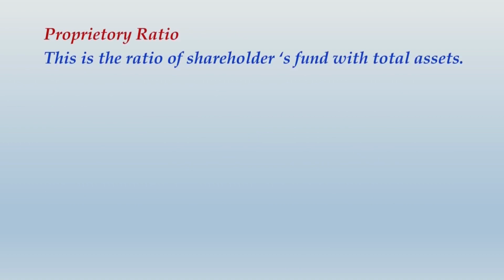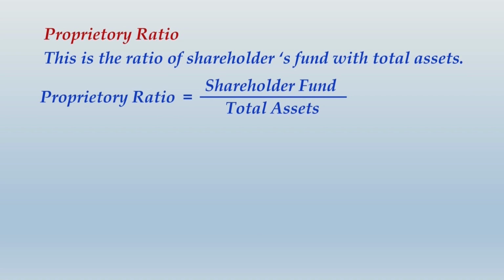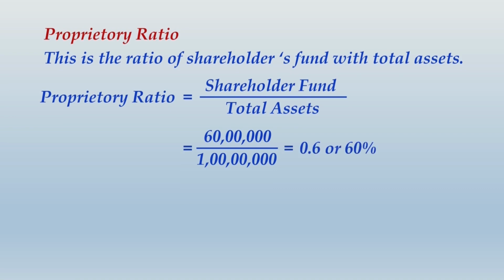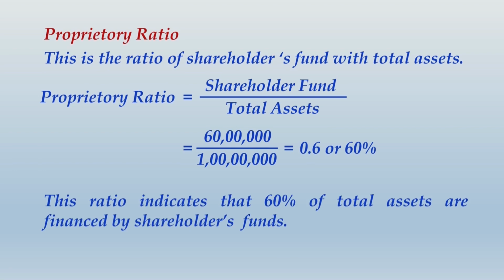Let us move ahead and write up further proprietary ratio. This is the ratio of shareholders funds with total assets. So proprietary ratio, it is shareholders funds divided by total assets, and now it is 60 lakhs divided by 1 crore, so that will be 60%. The way we have seen the earlier ratio, that the long term debt to total assets is 20%, the shareholders funds to total assets is 60%. So same type of indication, that 60% of the total assets are financed by shareholders funds.